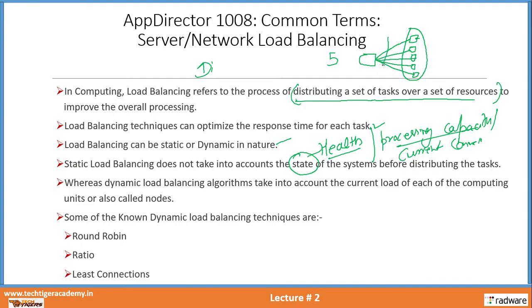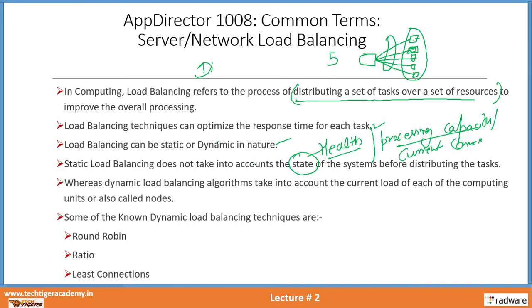Now, this distribution decision, whether to send traffic to this server or to that server, can be done either statically or dynamically. Static means it just works, every packet it throws one to another, one to another. It does not consider the health of a server. It really does not consider if this server is already overloaded with so many packets. It does not consider that.